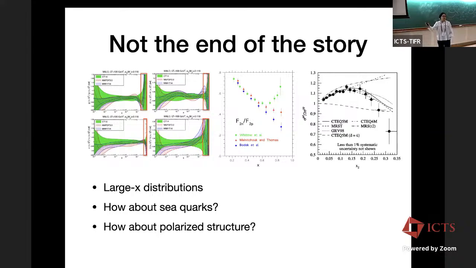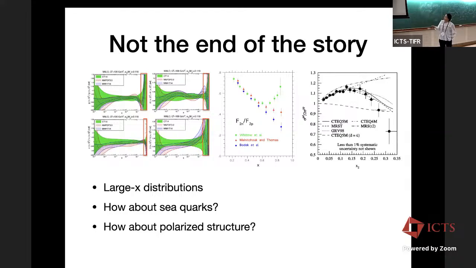But that's not the end of the story. So far we talked about reaching lower x with higher energy. But how about the larger x? When we talk about the PDF, we don't really look at the very large x region, but there is actually very interesting physics there. And if you look at the PDF error from the PDF analysis at larger x, you have this large error bar here because there's no data. So we'll talk about the larger x distribution in the next lecture.